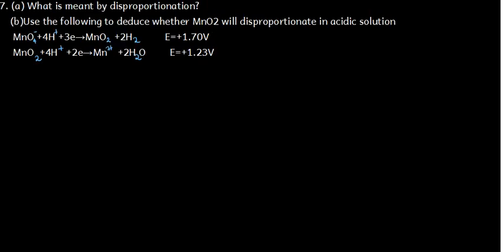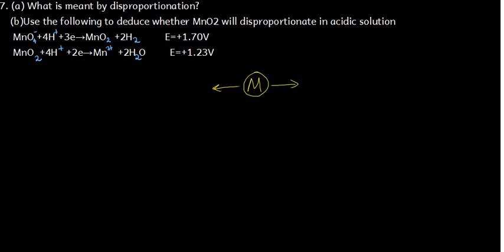Question number 7. What is meant by disproportionation? Well, we can see this is electrochemistry. Disproportionation is simply a redox reaction which involves simultaneous reduction and oxidation of atoms of the same element. So it is a redox reaction involving the simultaneous reduction and oxidation of a metal.